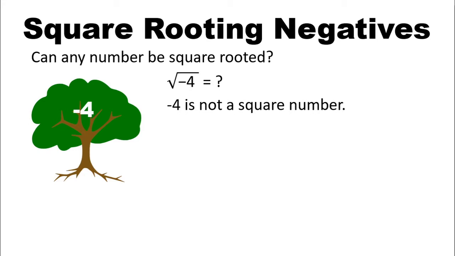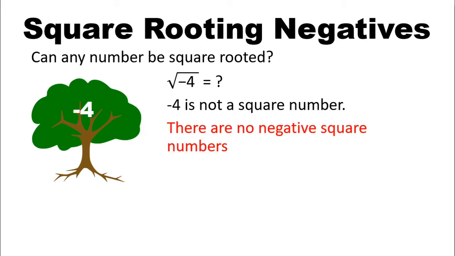If you think back to our lesson on square numbers, you will realize that it is impossible to square root a negative number. To get a negative answer from multiplying two values together, those values must have opposite signs. If both of those values were positive, the result would be a positive square number. If both of those numbers were negative, the result would be a positive number. If the signs are different, we are not multiplying a number by itself. So we can't square root negative numbers.